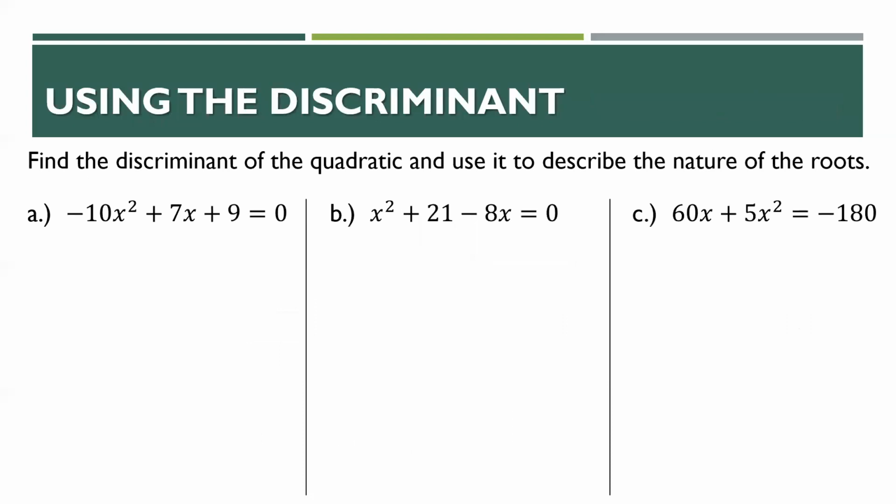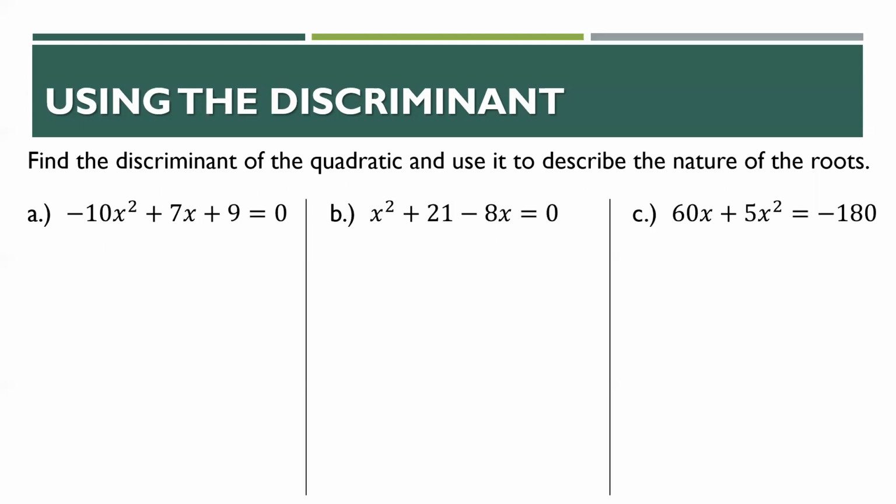So we're going to go through 3 examples, and we're going to calculate the discriminant of each quadratic, and then we're going to be using them to describe the nature of the roots. So how many roots do we have, and what kind of roots are they? Are they real or imaginary?